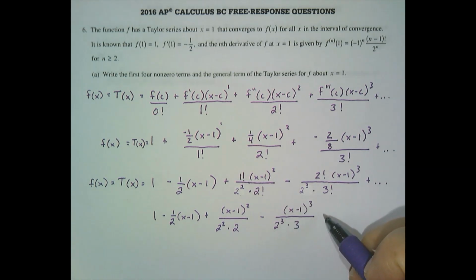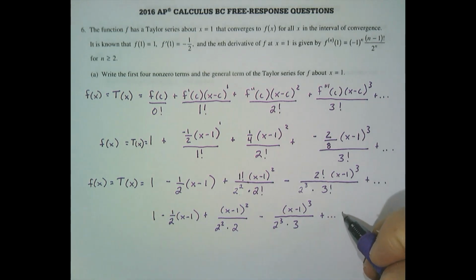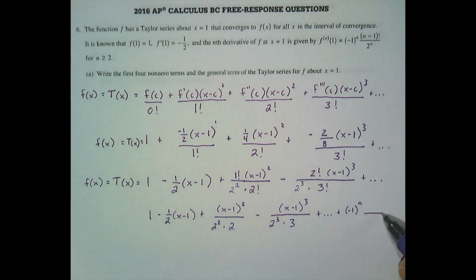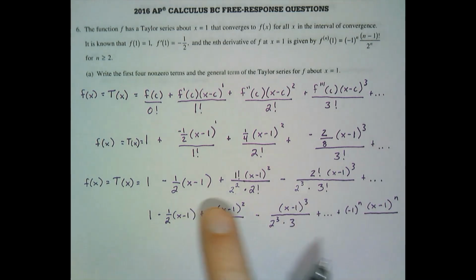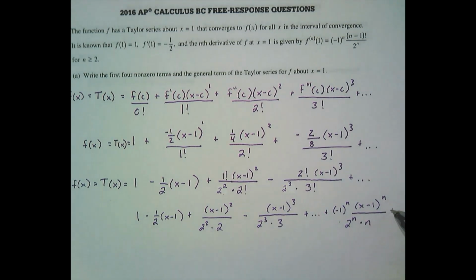And so from there, we should be able to deduce what our rule is, our general term for the Taylor series. There's an alternator. Our numerator has (x minus 1) to the nth, and our denominator has 2 to the nth, as well as our n value, so 2 to the nth times n. And there's our general term. Okay, so our Taylor series with the general term is listed there.